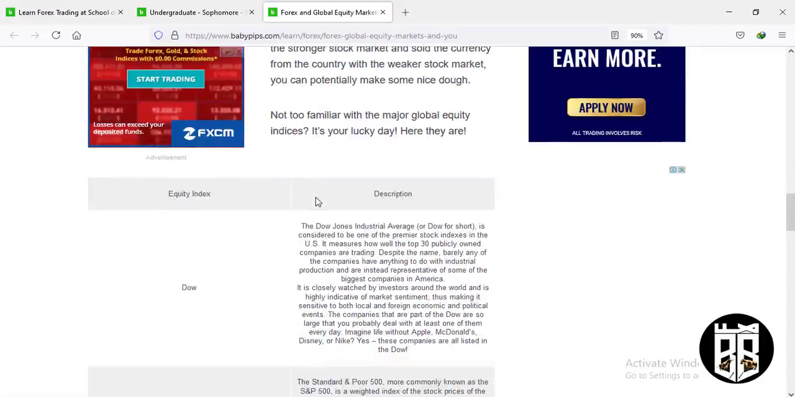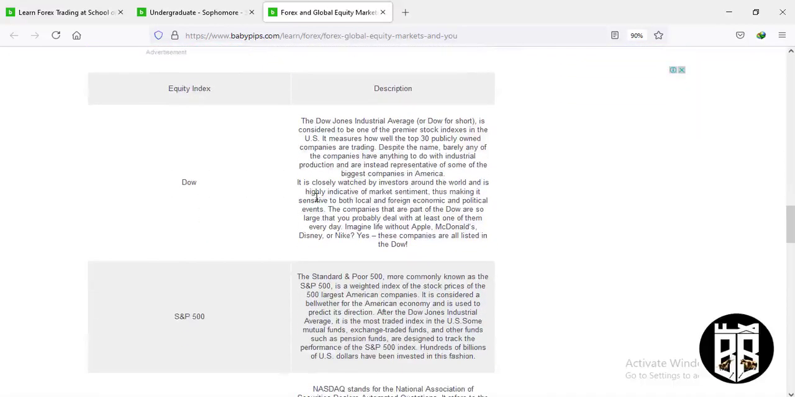Now, that's not too hard to understand with regards to what happens to global equity indices. So here are the major equity indices globally that you can use to gauge what is happening to a particular currency. The Dow Jones Industrial Average is considered one of the premier stock indexes in the US. It measures how well the top 30 publicly owned companies are trading. Despite the name, none of the companies here are involved in industrial production, and instead they represent the biggest companies in America.